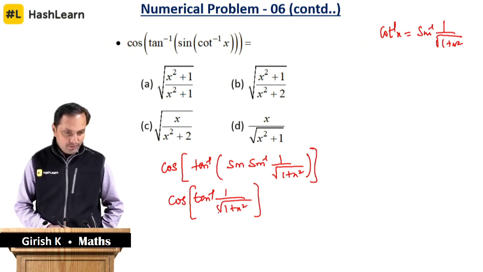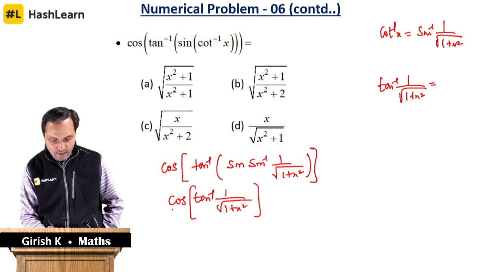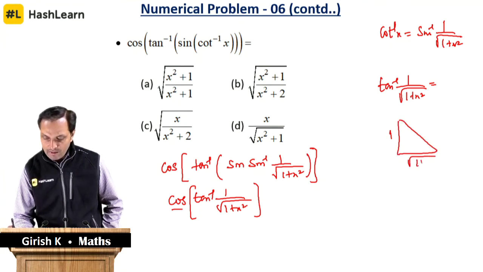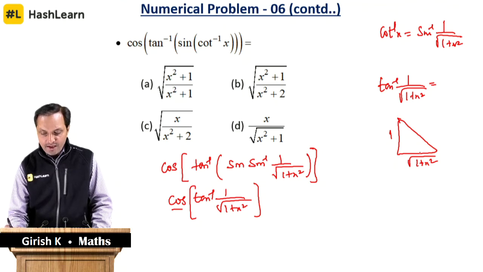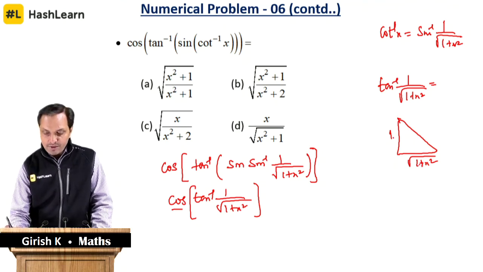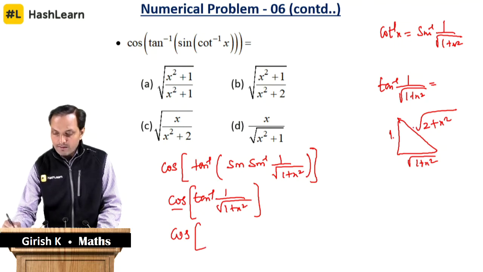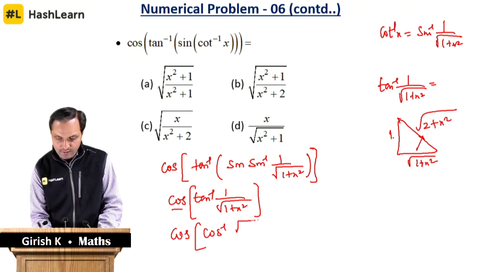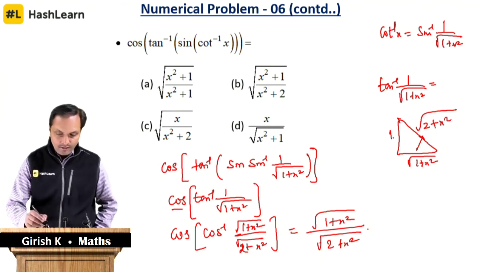Now what you need to do, you have to convert tan inverse 1 by root 1 plus x square in the form of cos. Outside cos is there, so 1 by root 1 plus x square. Use Pythagoras theorem and find the hypotenuse. This square plus this square will give you what? 1 plus 1 is 2, 2 plus x square, which is inside the root. So what is cos inverse from this triangle? Cos inverse is this by this. So cos inverse is root 1 plus x square by root 2 plus x square. So the final answer is root 1 plus x square, root 2 plus x square, which is option B.